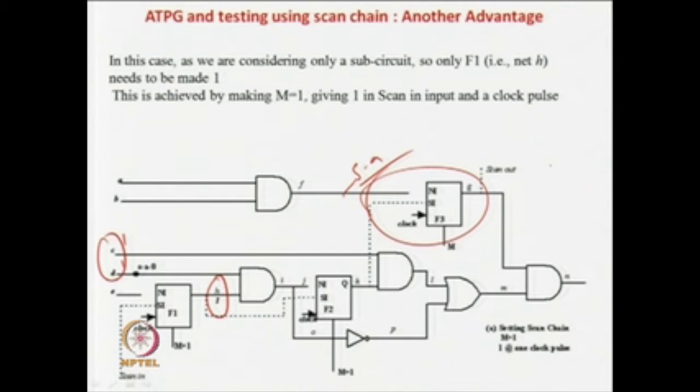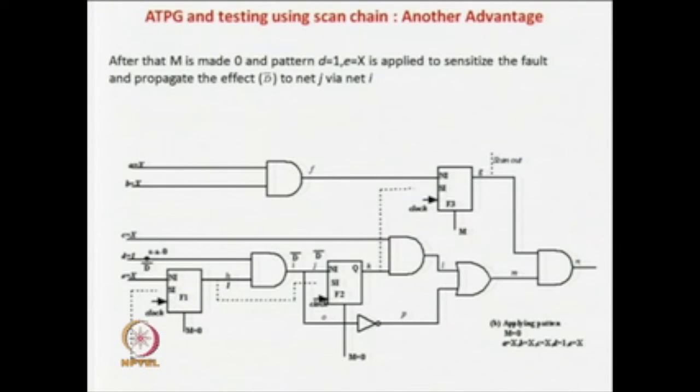Now this is done. Next, you make m equal to 0, so the circuit starts operating in the normal way. Now you apply D equal to 1 over here. So it is D prime, and this is 1, so you get a D prime over here. So, you have propagated the fault value to the input of another flip flop.